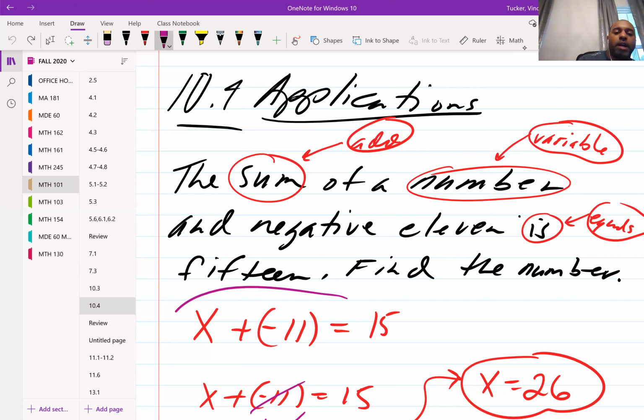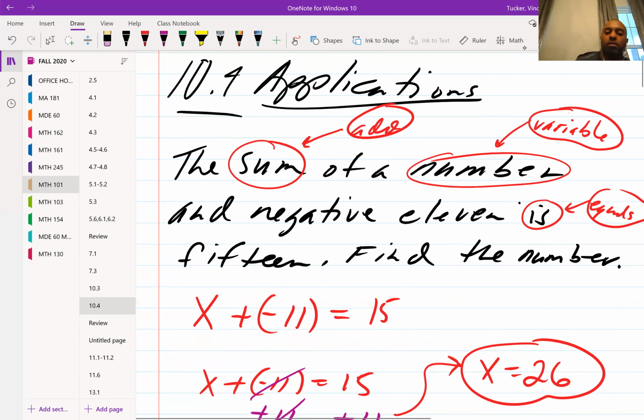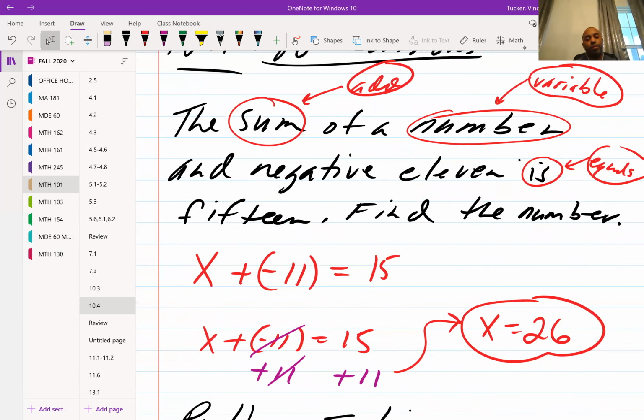So if you look at what I have right here, that's the sum of a number and negative 11. So x plus negative 11 is, that's your equal sign, 15. So that's how you would set up that problem. Then to solve, you would add 11 to both sides because you have negative 11 on the left. Add 11 to both sides, and your solution is 26.